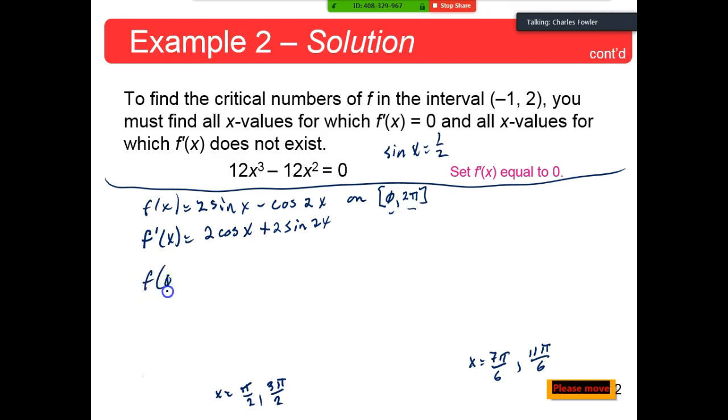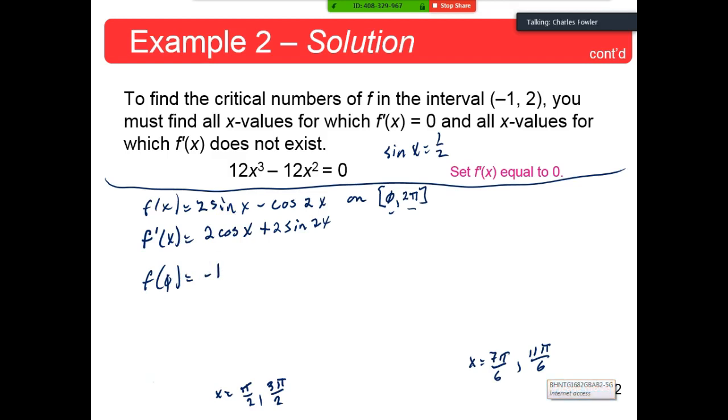So f of 0. What's that? What's the sine of 0? Sine of 0 is 0, so the first term goes away. How about 2 times 0? 0. And what's cosine of 0? 1. So that's a -1, so this is a -1. Okay, we have a potential minimum or maximum there.